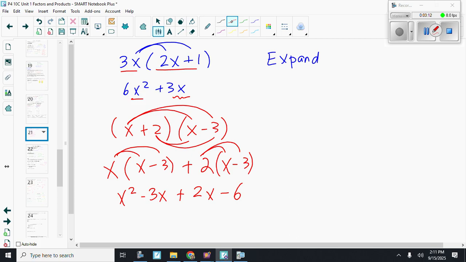The only time you wouldn't drop the brackets is in a multi-step problem, and I'll remind you when you wouldn't drop brackets quite yet. But here you would drop the brackets and collect like terms: x squared minus x minus 6.